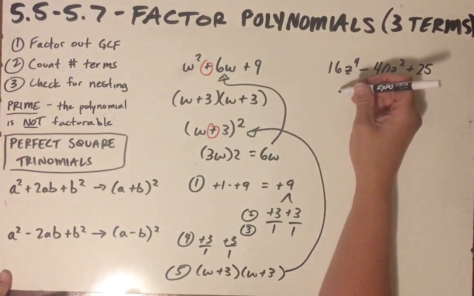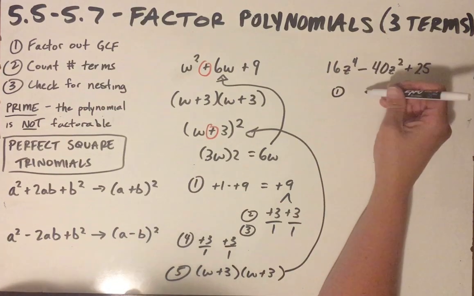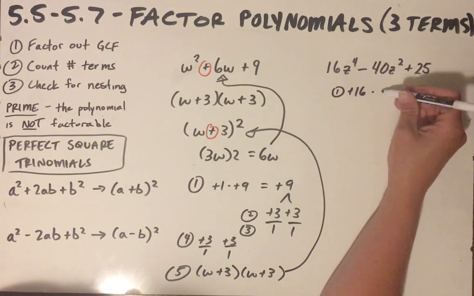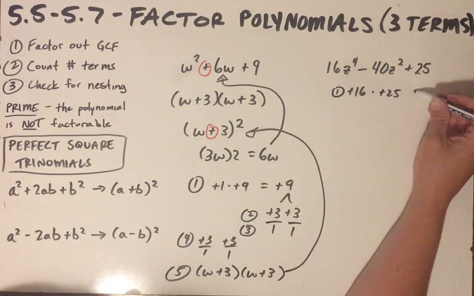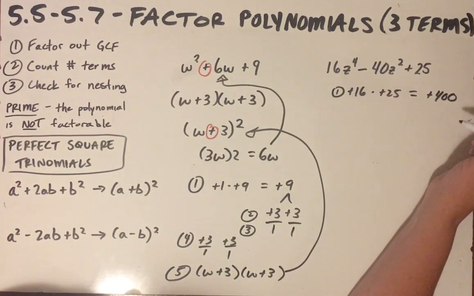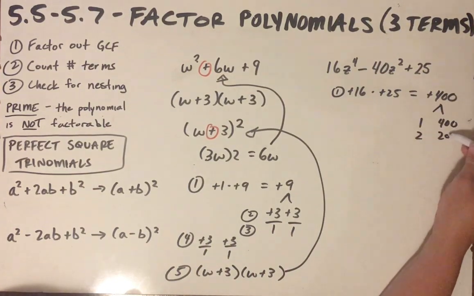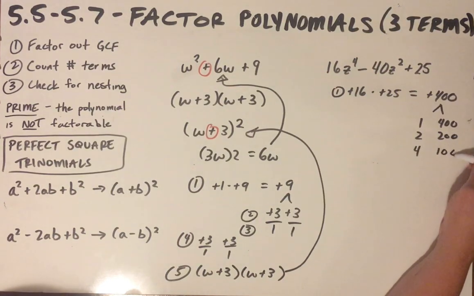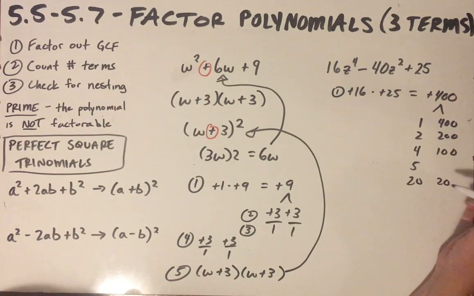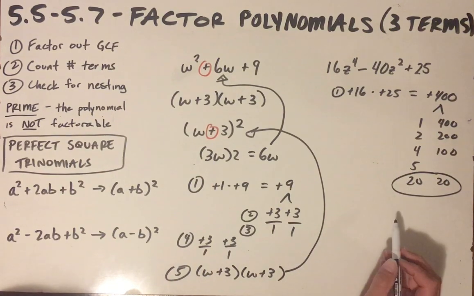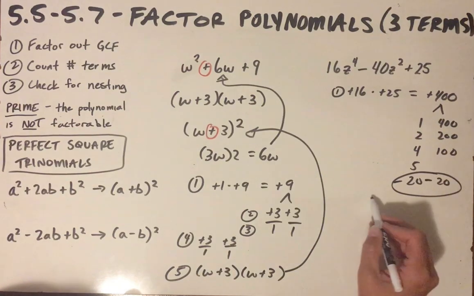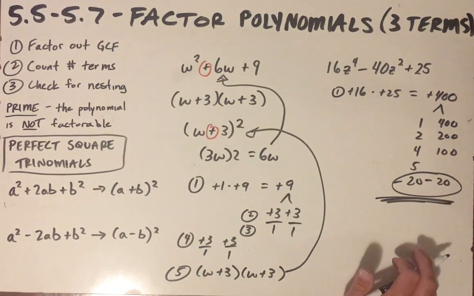If I started doing my synthetic factoring here, I would say a times c, and I would get a positive 400. Then I have to find factors of 400 that are going to sum to a negative 40. Well, good grief. I could be listing these all day. It could be 1 and 400, 2 and 200, 3 doesn't go into that, 4 and 100, 5 and, oh, seriously, I could be doing this all day. And maybe some of you see right off that it's 20 and 20. Anytime you see that they're the same factors that will sum, so negative 20 and negative 20, stop. Stop right here and say, oh my gosh, this is a perfect square trinomial.